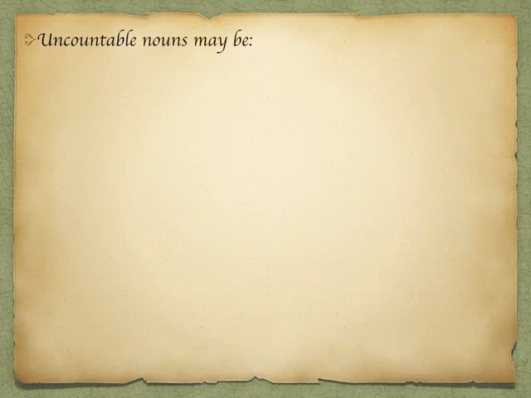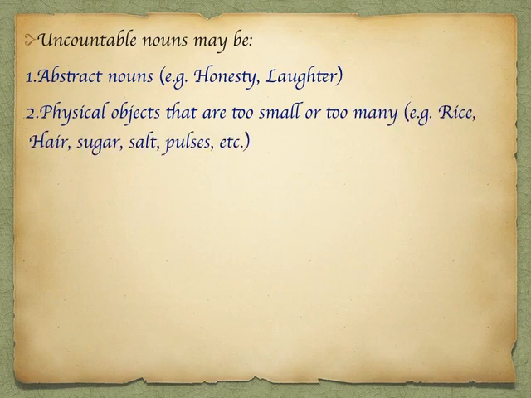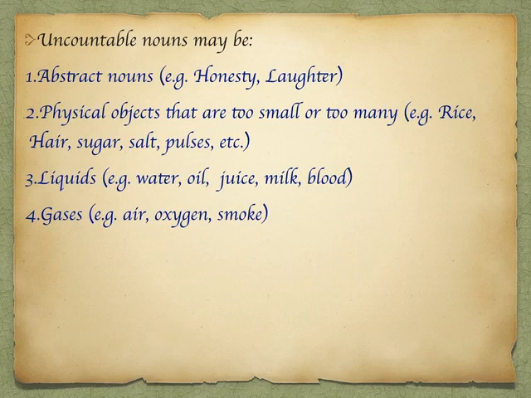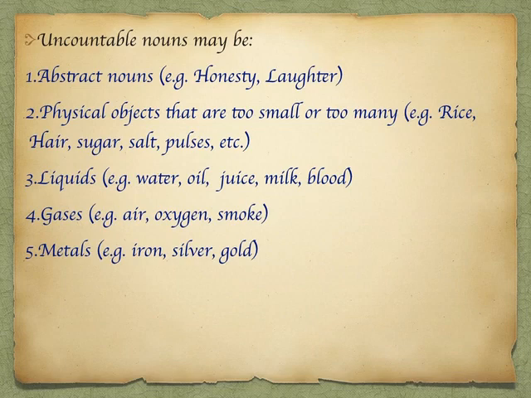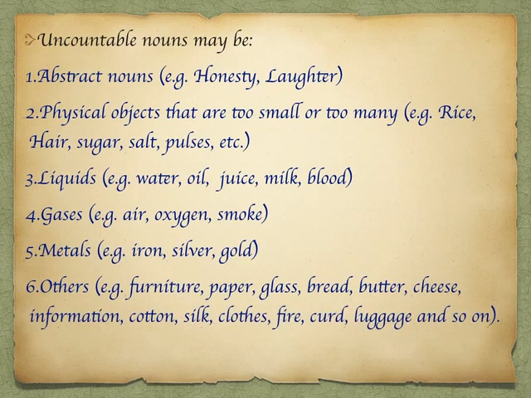So, uncountable nouns may be abstract nouns, for example, honesty, laughter. Physical objects that are too small or too many, for example, rice, hair, sugar, salt, pulses, etc. Liquids, for example, water, oil, juice, milk, blood, etc. Or it may be gases, for example, air, oxygen, smoke, etc. It can be metals, for example, iron, silver, gold, etc. Or there are many others which can form uncountable nouns. For example, furniture, paper, glass, bread, butter, cheese, information, cotton, silk, clothes, fire, curd, luggage, and so on.